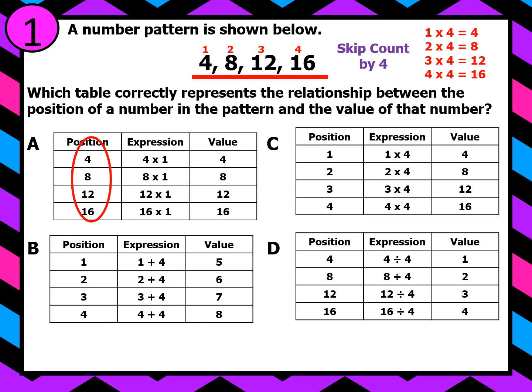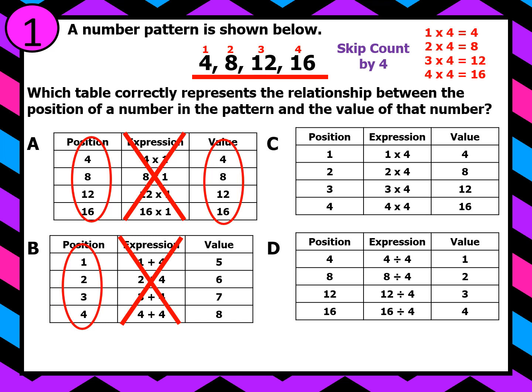And if I look at the expression, I see that the pattern there is multiplying by 1. So the expression would be incorrect. Then I see that the position and the value are the same, and those cannot be the same. So I know it is not A. So now I'm going to analyze B. If I look at B, the positions are correct. I have 1, 2, 3, 4. Now I'm going to look at my expression. My expression is determining the sum by 4. So I know that expression is incorrect.